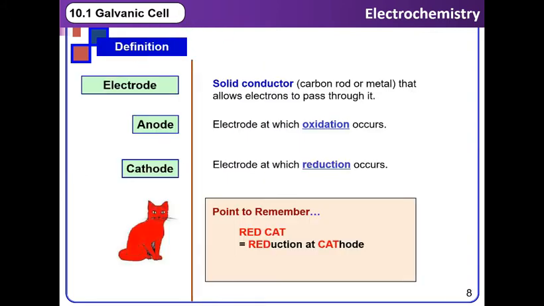Okay, next, the definition for electrode. Electrode is solid conductor, carbon rod or metal that allows electrons to pass through it. And anode, electrode at which oxidation occurs, while cathode is electrode at which reduction occurs. So point to remember here, you just remember the red cat. Okay, red means reduction at cathode.